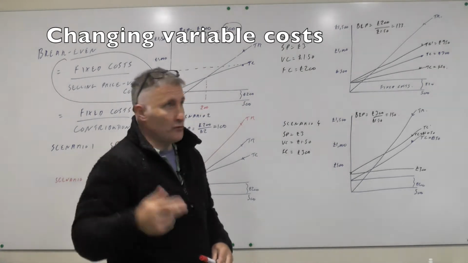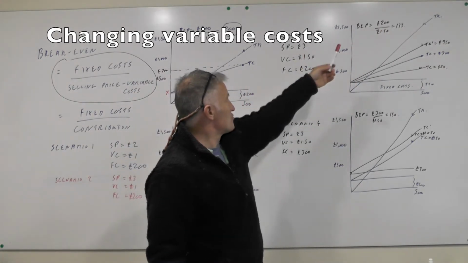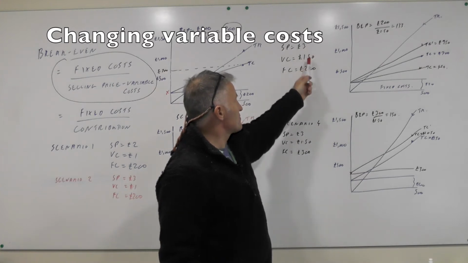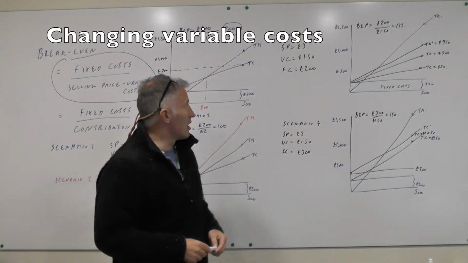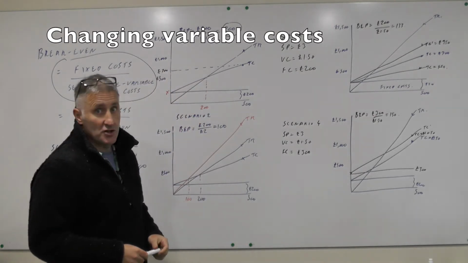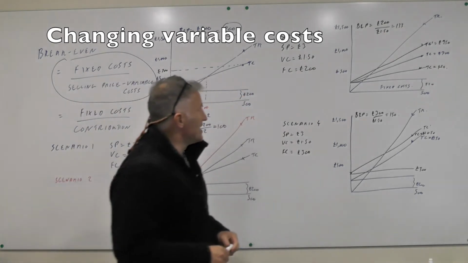Now that means if we do the break-even calculation again, the break-even point is now 200 quid divided by £3 minus £1.50, which is 200 divided by £1.50, which comes out as 133. So your break-even point is now that.